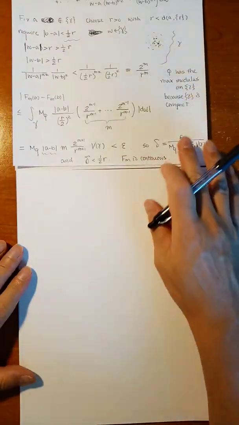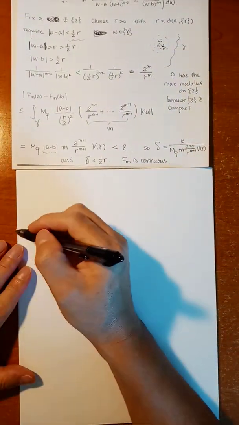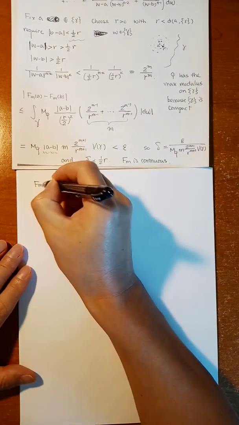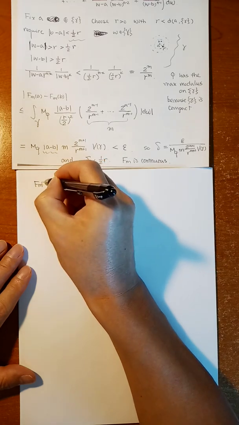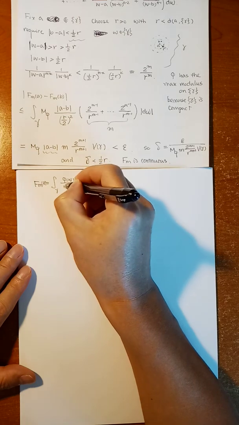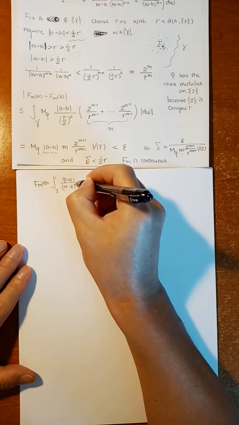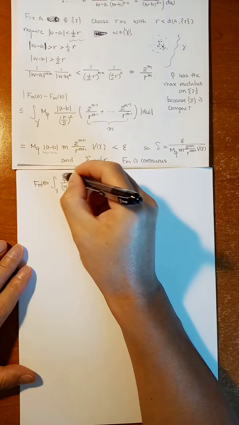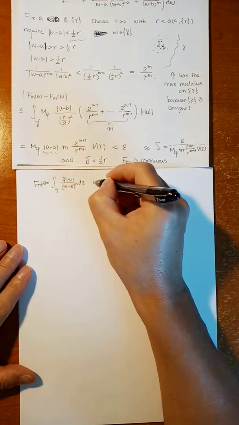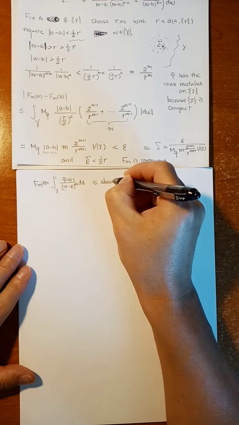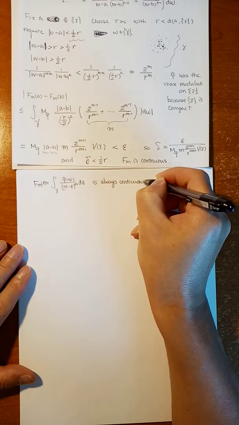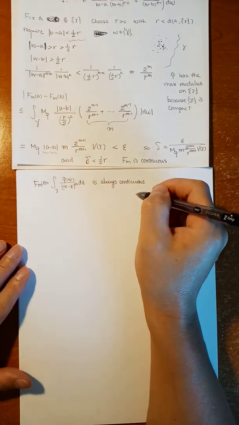All right. Okay, so we get Fm is always continuous. Fm is always continuous. So what is Fm? So whenever you have a continuous function phi, then this is always continuous. Okay, so keep this in mind.